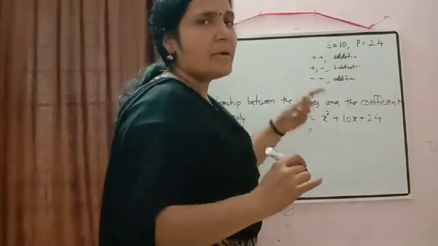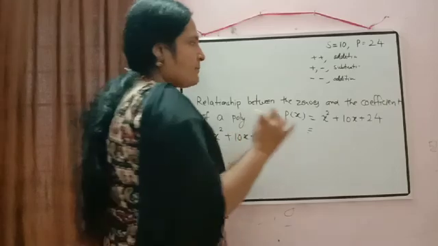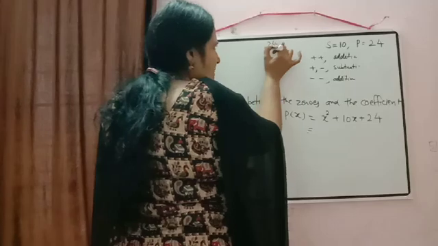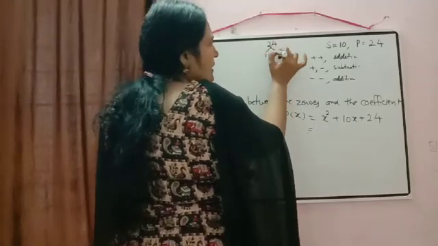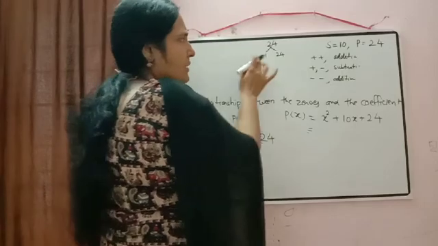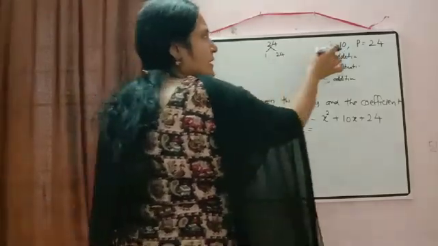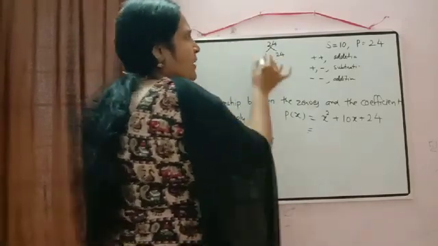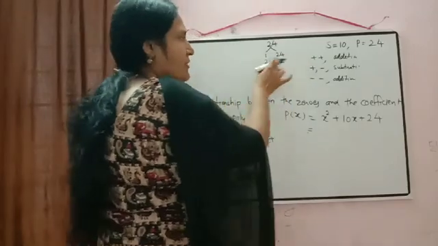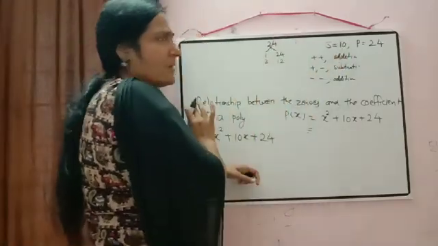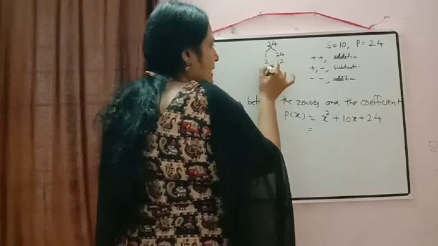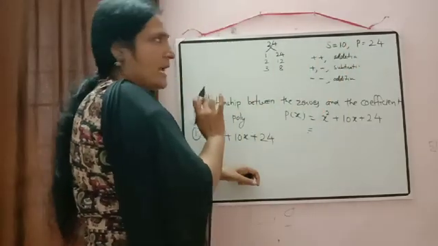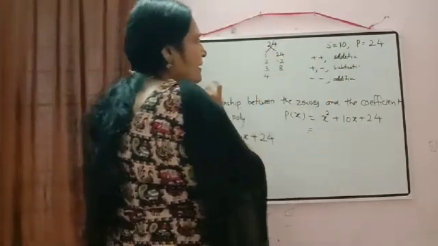Now suppose you are not able to calculate the two numbers. Then you have to check the product, 24, and write down the pairs. 1 into which number will give you 24? 1 into 24. But 1 plus 24 will not give you 10. Then the next number, 24 is divisible by 2: 2 and 12. But 12 plus 2 will not be equal to 10. Then it is divisible by 3 also: 3 8s are 24. But 3 plus 8 will not give you 10. Then the next number, which is divisible by 4 also.